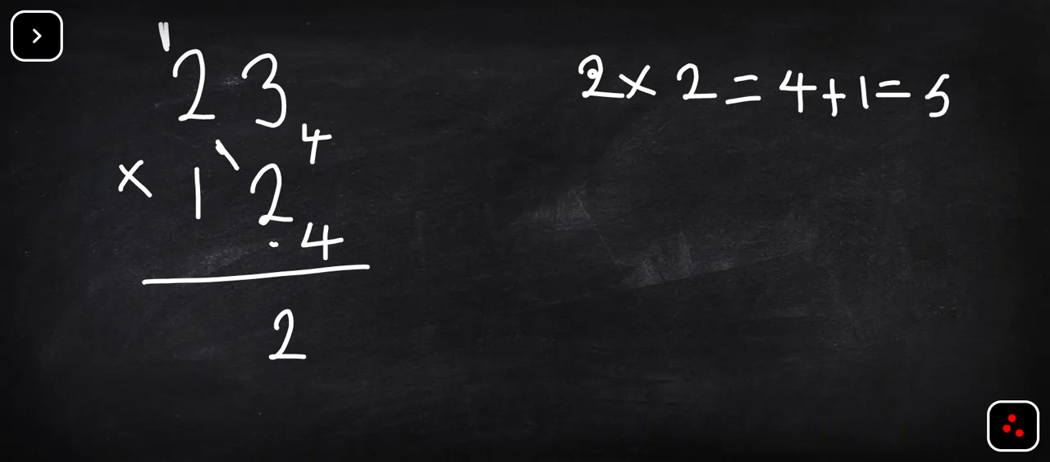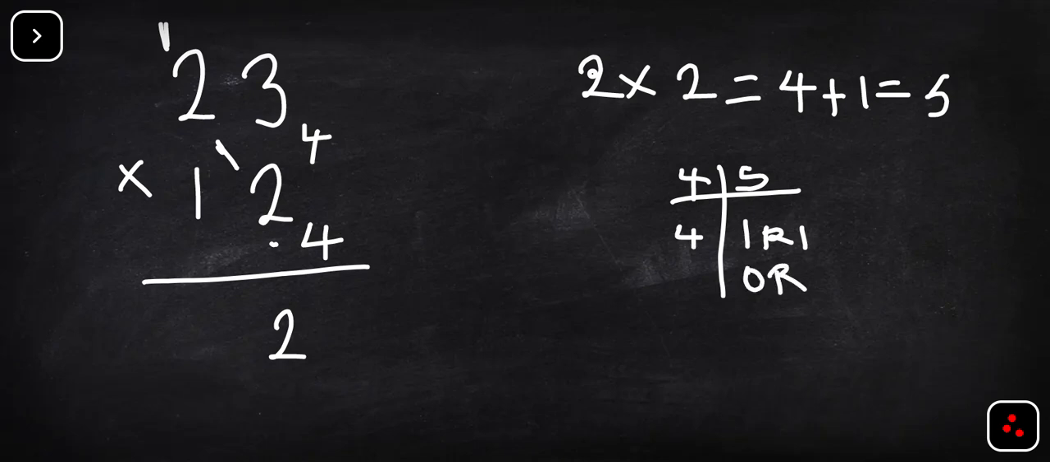But this is in base 10. So what is 5 in base 4? So we have to convert still, but there's a shortcut for that. 4 into 5 is 1, remainder 1. 4 into 1 is 0, remainder 1. Taking it from the ground up, we have 11 base 4. That's it, base 4. So we're going to write it down here.